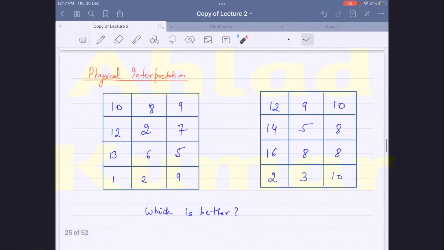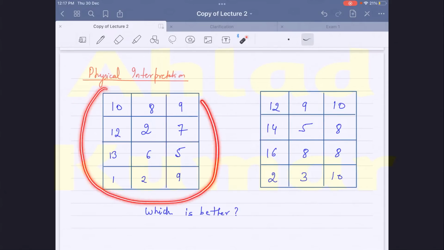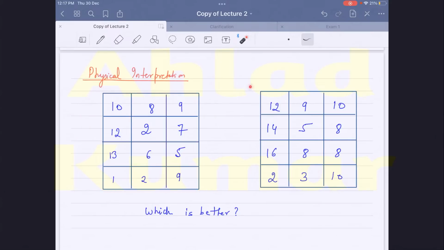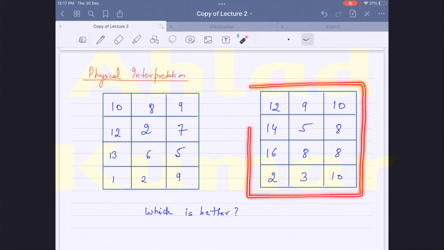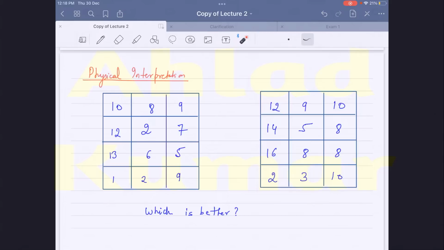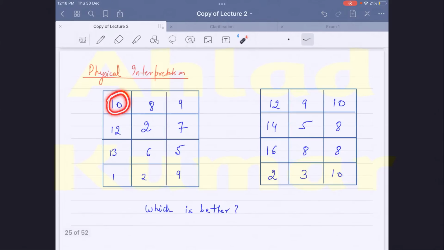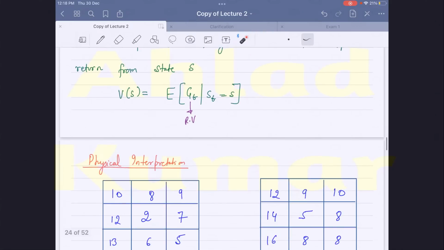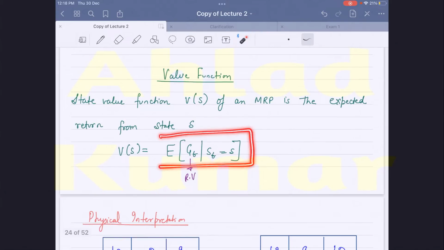So let us say I have a maze grid problem like this. This is the first grid world problem, and this is the second grid world problem. If we can evaluate the expected value of the returns for each of these states which are given over here, what I am trying to show is the physical interpretation of the value functions which we will be calculating.